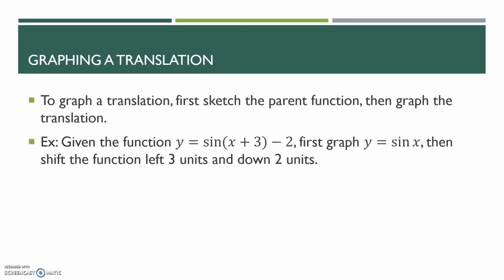So if we're graphing a translation, it's going to be similar to what we've done in the past. We're going to sketch the parent function and then graph the translation. So for example, if we had the function y equals sine of x plus 3, and then minus 2, I would graph the parent function, which would be this part here. It would be the graph without anything added or subtracted. Another way to think about it is I'm going to draw a line right here and graph what comes before it. And then after I've graphed it, I can shift the function left 3 units and down 2 units.